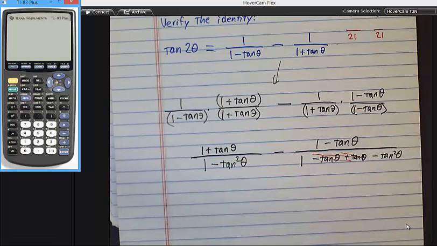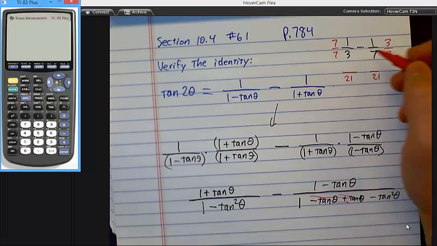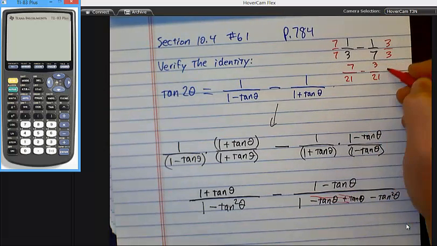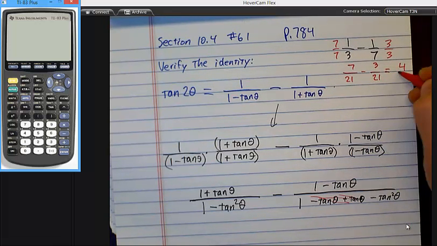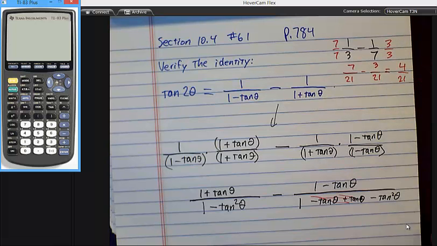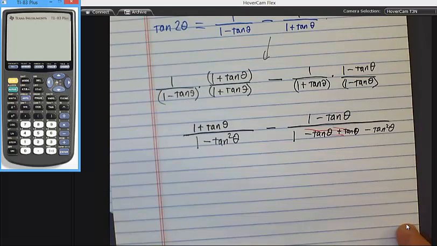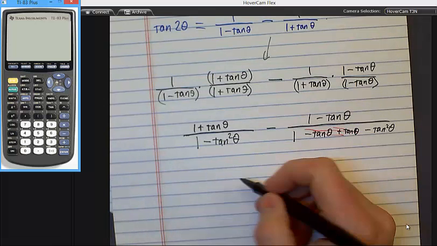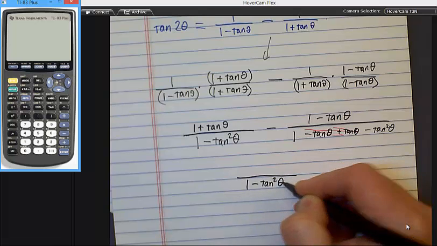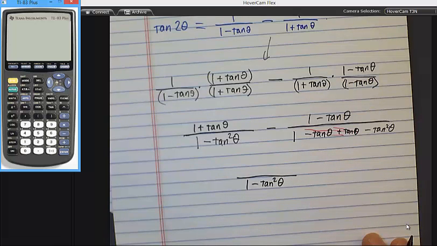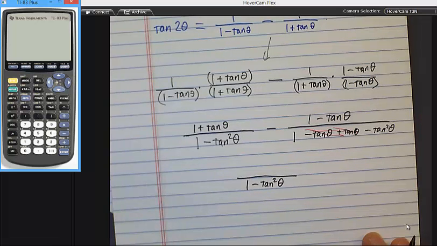So now can I subtract the fractions? Sure. By the way, over here, let me go back to the problem that's almost off the screen. How do you do this? What do you get? 7 21sts minus 3 21sts? 4 over what? Okay, that's important. The denominator is going to stay the same. So let's keep the denominator as 1 minus tangent squared theta. That's the denominator. Now what about the numerator?